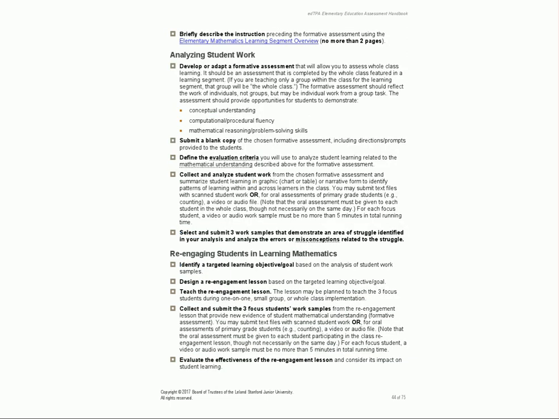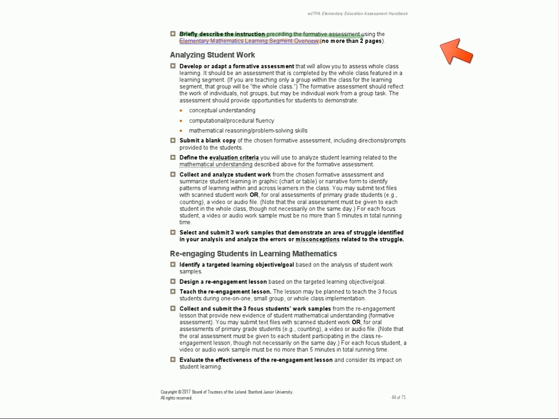Last thing you need to consider is you need to briefly describe the instruction preceding the formative assessment. So because you don't have your lesson plan setting up what's to happen in the learning segment, you have to describe the kinds of things that have been happening in your classroom around the mathematics that set up the formative assessment and give some context for what students were doing before the assessment.